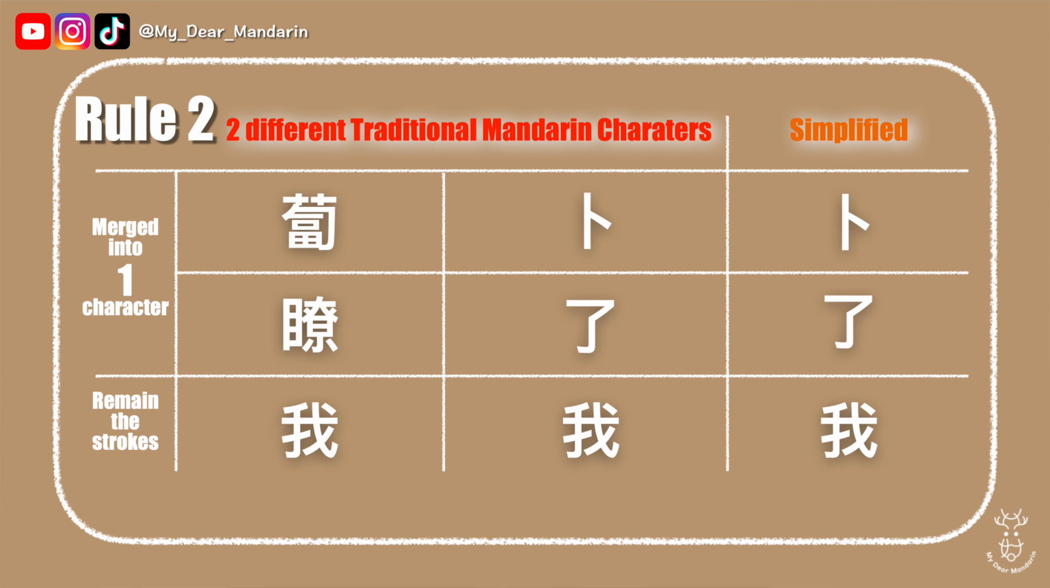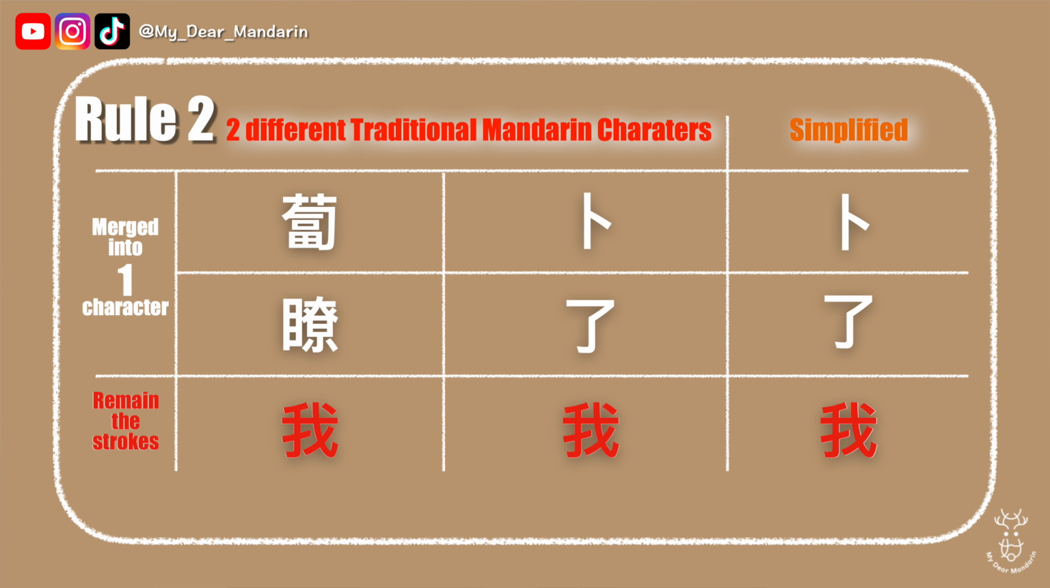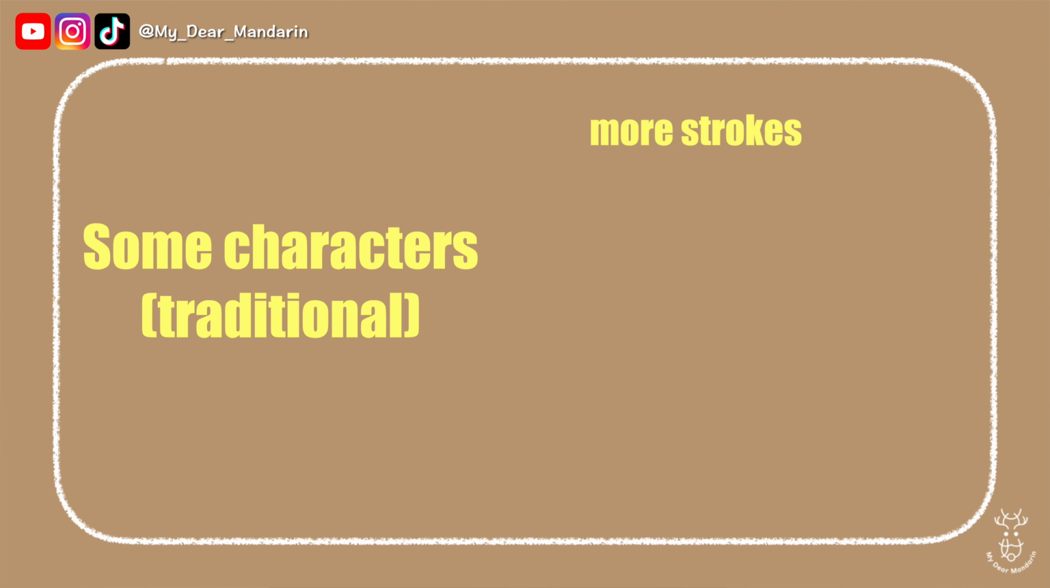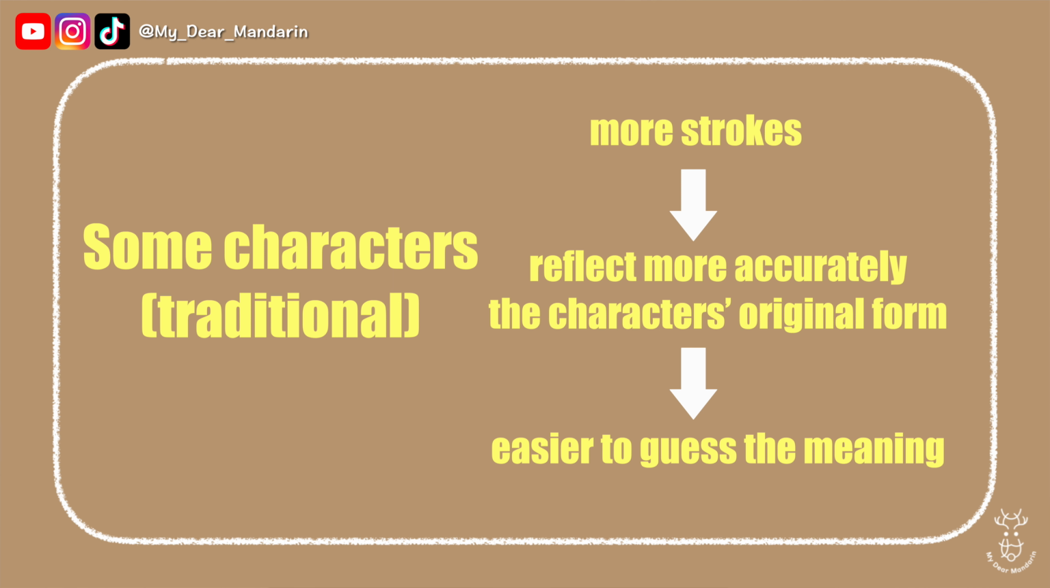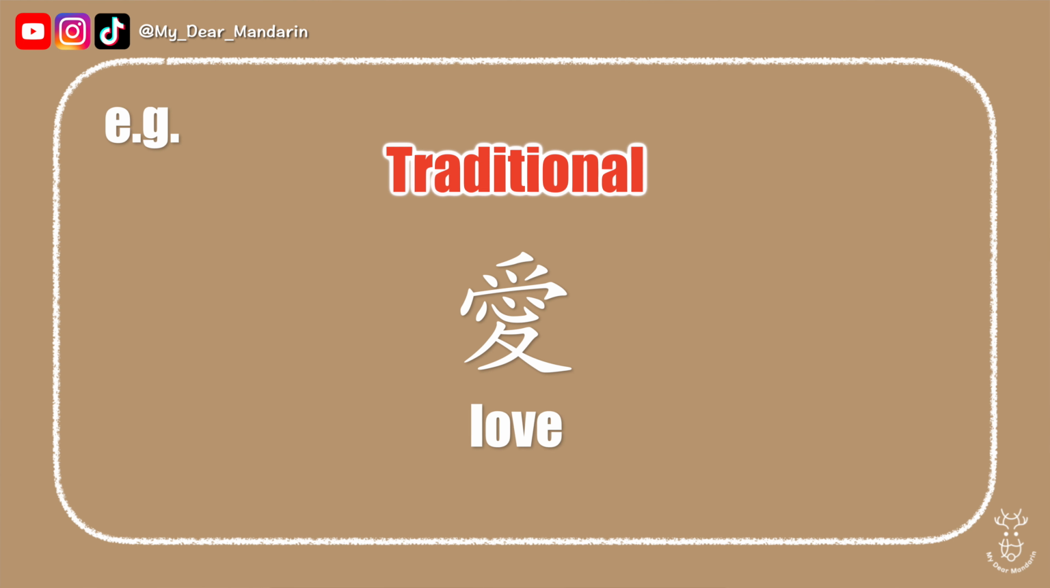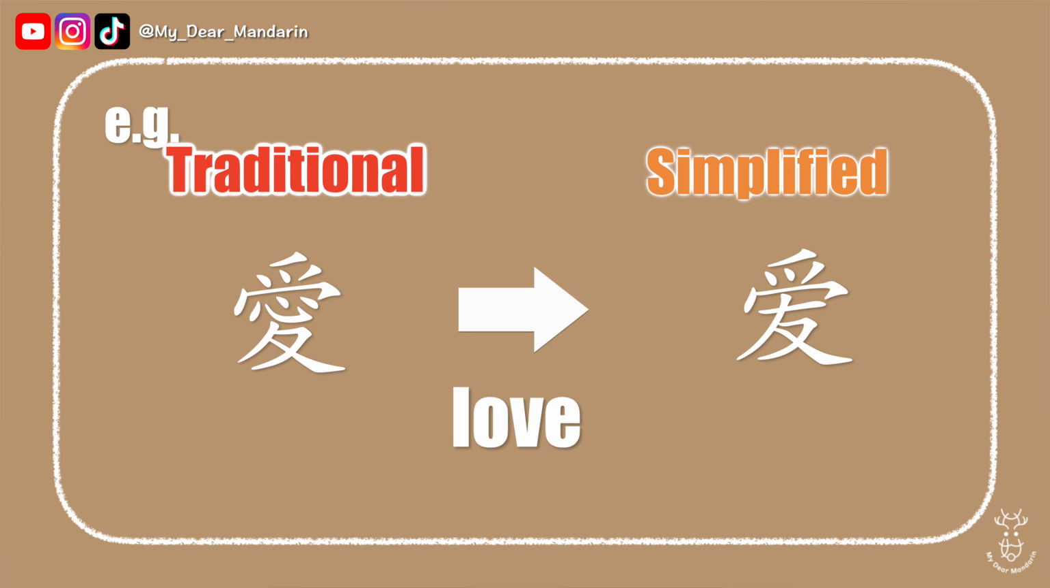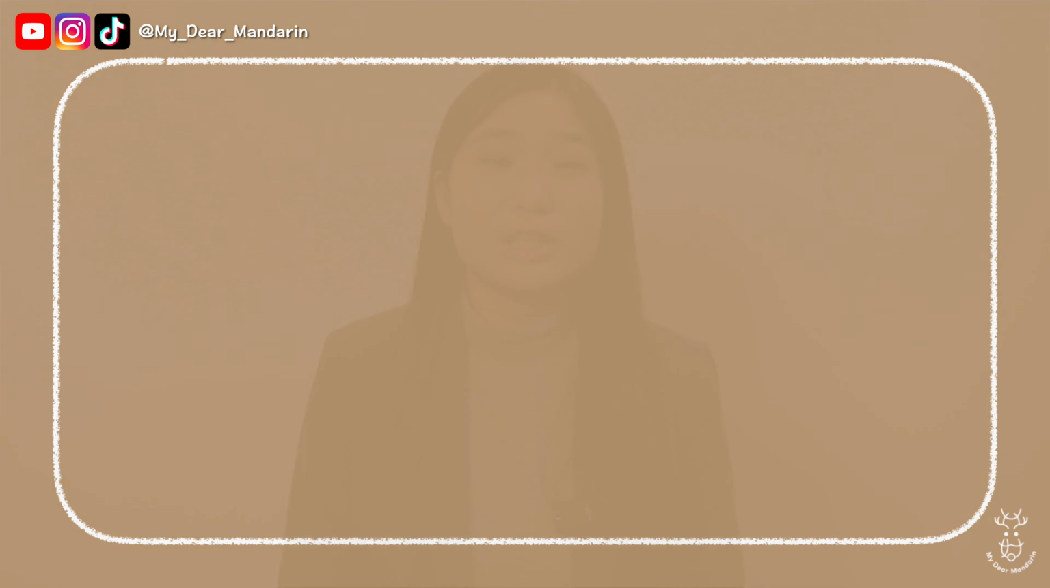But actually, not every character in simplified characters simplified strokes from the traditional ones. Still, many of them remain their traditional strokes. And some characters with more strokes in the traditional version can reflect more accurately the original form of the character, which means it's easier to guess the meaning of the character. For example, the character ai, which means love as a word. The traditional one has a radical xin, which means heart, in the middle of the character. But the simplified character ai removed the heart. But you should love your family and friends by heart, isn't it?